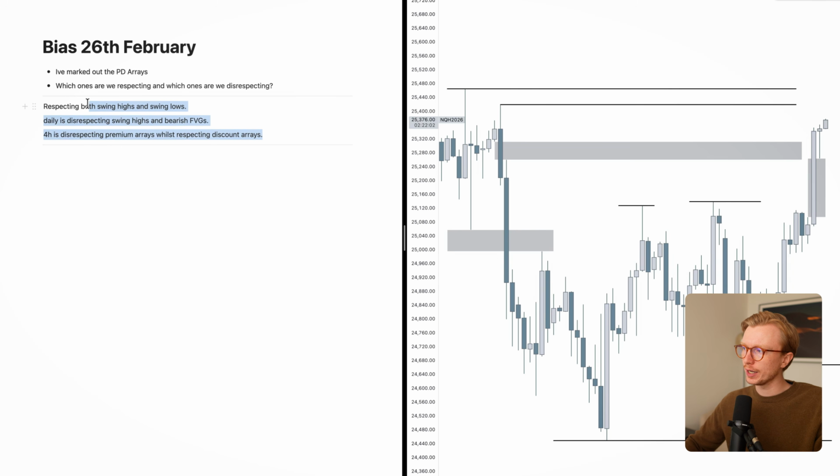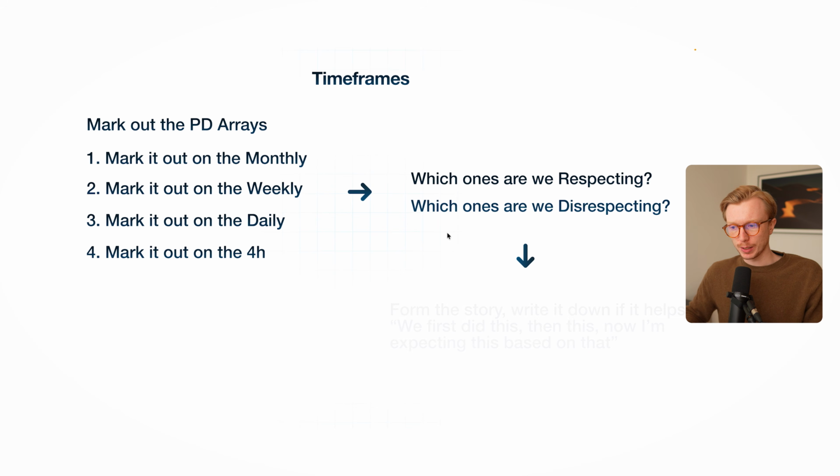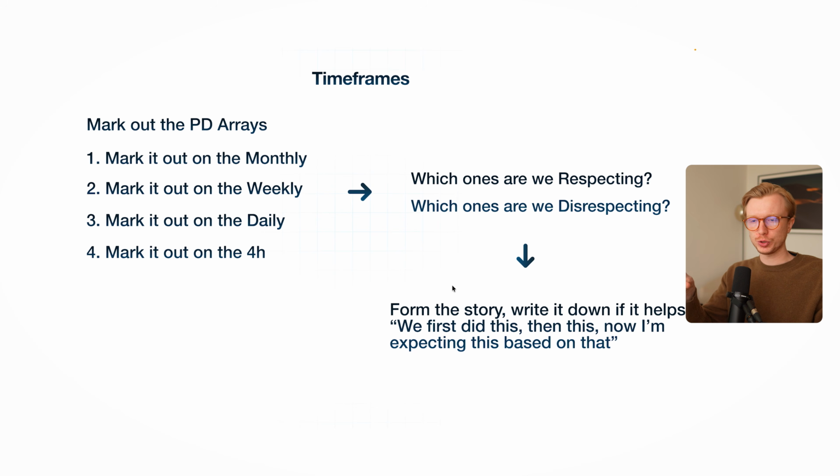Again, for myself, I usually don't make a note like this. For me, it's quite stuck in my brain. But when you're getting the hang of things, it might be very helpful to first of all write this down. All right, so now we can move on to the next step. The next step is form the story, which probably already happened whilst you were marking everything out. But form the story, write it down if it helps, which is also something we are going to do. So for example, we first did this, then this, now I'm expecting this based on that.